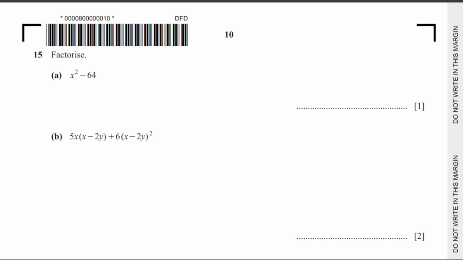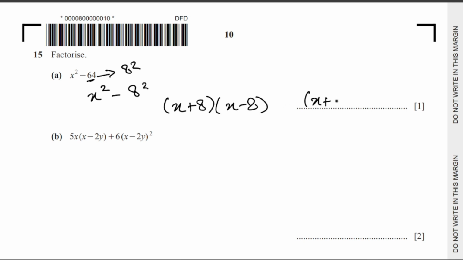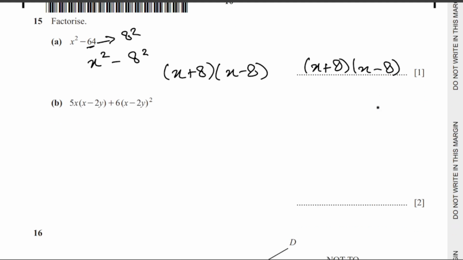If you know the rule difference of squares, this would be easy for you. 64 is equal to 8 squared. Substitute that in here. Since there's a difference of squares, we are going to write it as x plus 8 times x minus 8, and that is the final answer, right? These are just some formulas that you will need to know. You can't derive this on the spot like many other things, but you're going to have to know this.